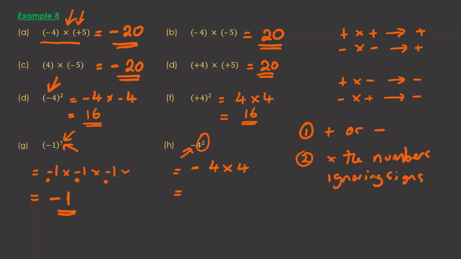So it's a negative times a positive, which is negative, and then 4 times 4, which is 16. We'll also look at this when we do calculator work later in these lessons.